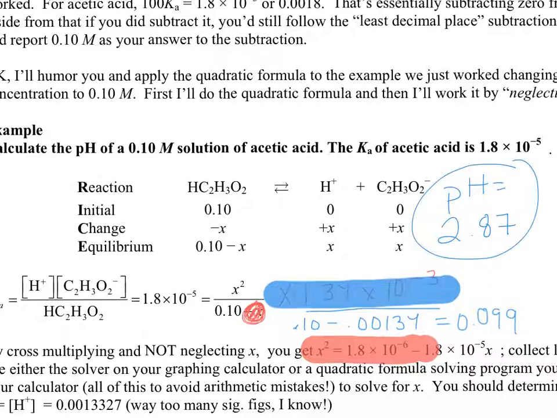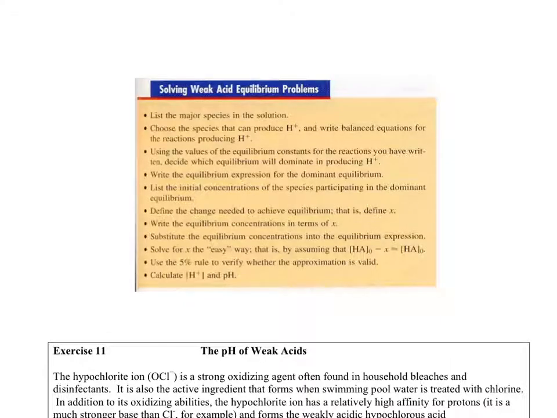In the paragraphs below, it explains some more why we can negate x, and it also works this using the quadratic to show you that you get pretty much the same answer. So we can negate x, and that's a really good approximation. Right, at the beginning of the next slide, it has steps for solving weak acid problems. These are really good to read over if you want to pause and read through them.